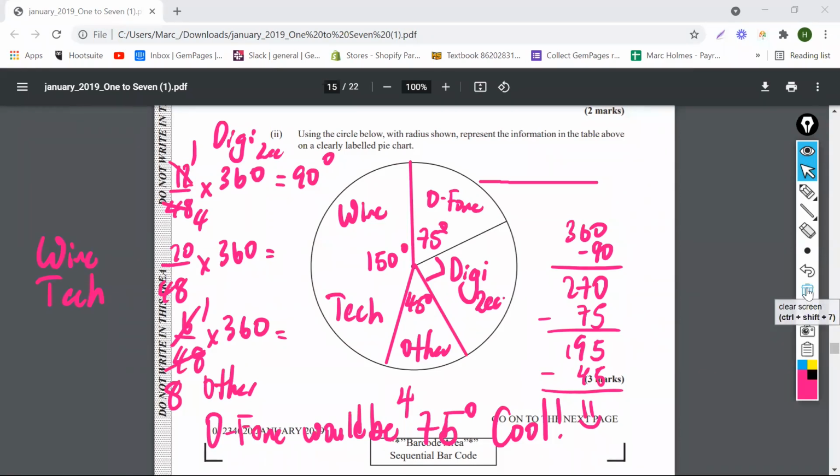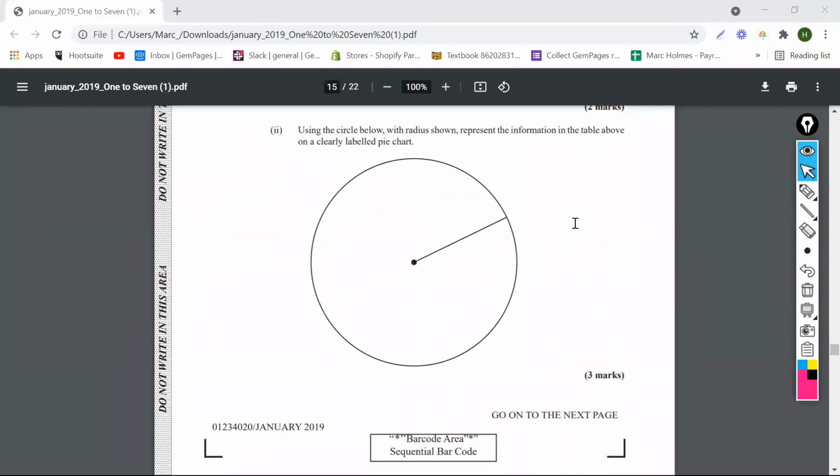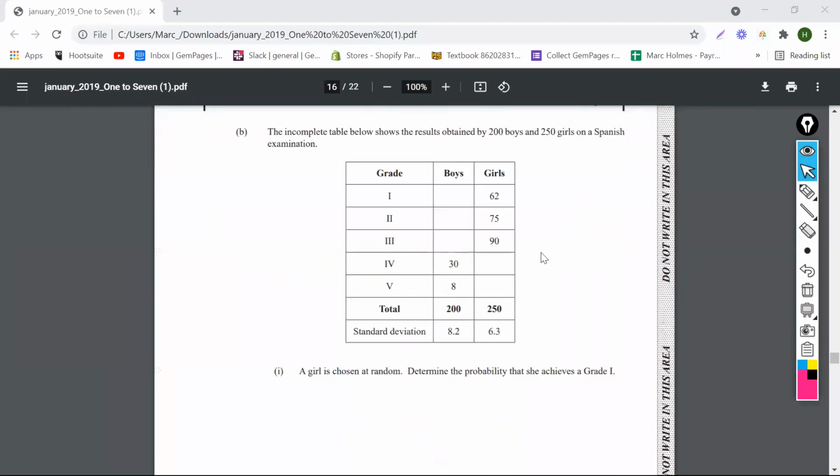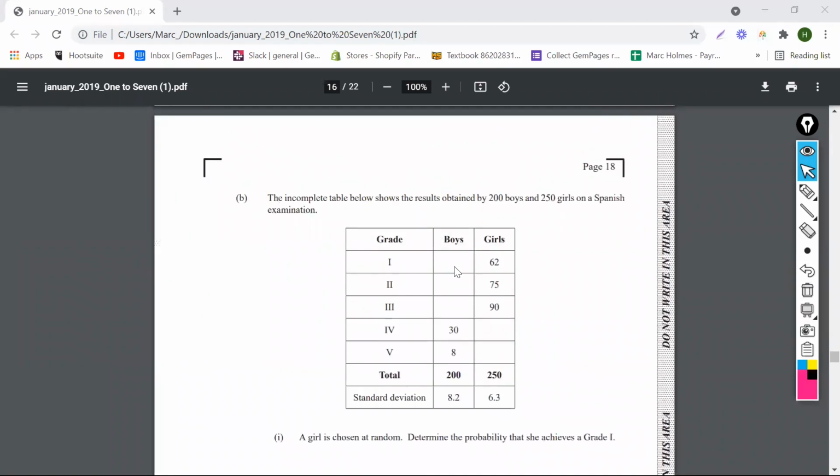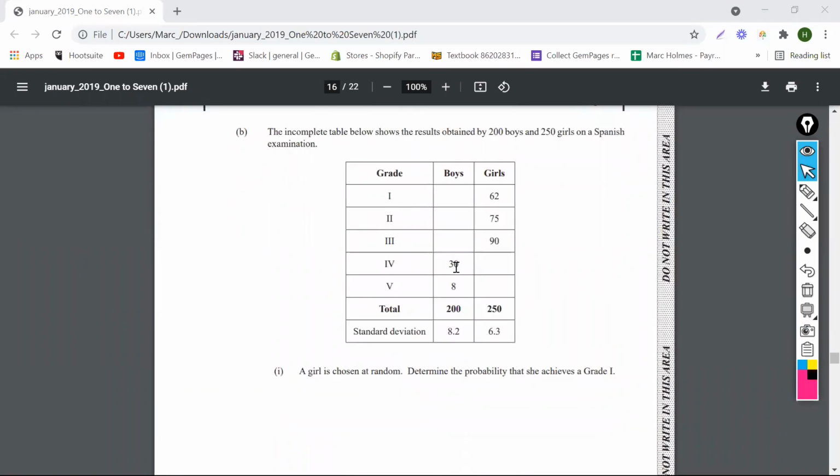Okay, cool. So guys, that covers the pie chart. I think that's really simple. Okay, so let's go down now. And it says, well done, Tajan.